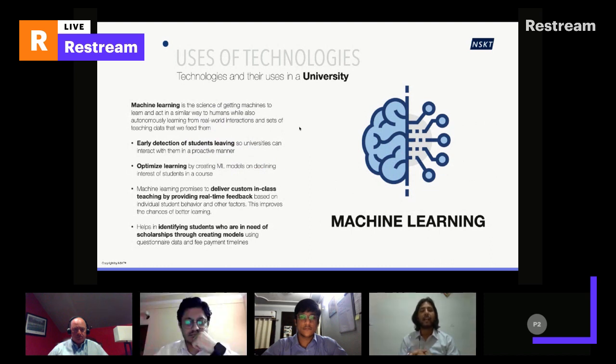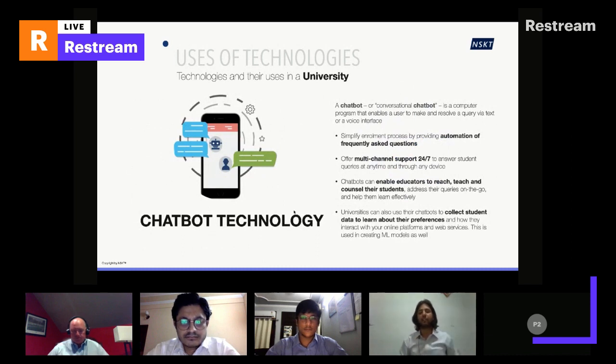And also we can identify students who are in need of scholarships by creating models for students who are average but are not getting scholarships. The main focus of the universities is on those students who are not average but above 90%. But some of the average students who are in need of scholarships just opt out of the courses. So machine learning helps them. After this, we have chatbot technologies.